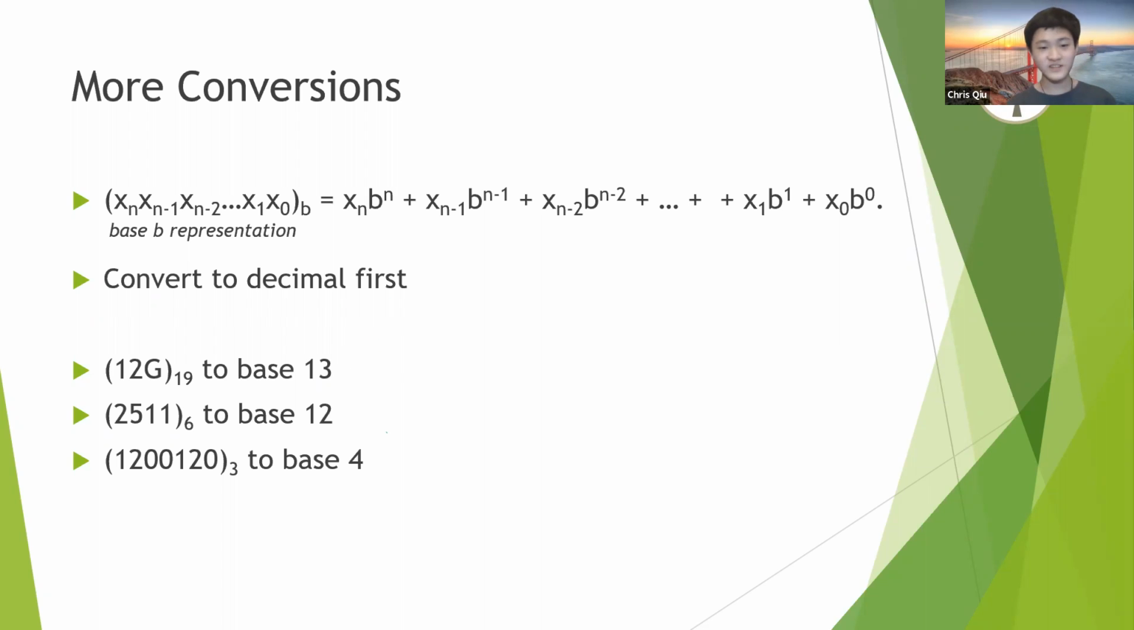So let's look at our first example. We want to convert 1 2 G, where G is the digit for 16 in base 19. We want to convert this to base 13. And so first, we want to convert to base 10. So what is this number in base 10?